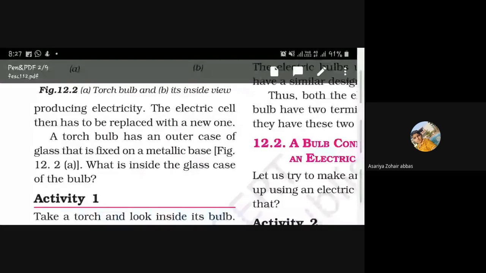Yes, beta. Producing electricity. The electric cell then has to be replaced with a new one. A torch bulb has an outer case of glass that is fixed on a metallic base. What is inside the glass case of the bulb?